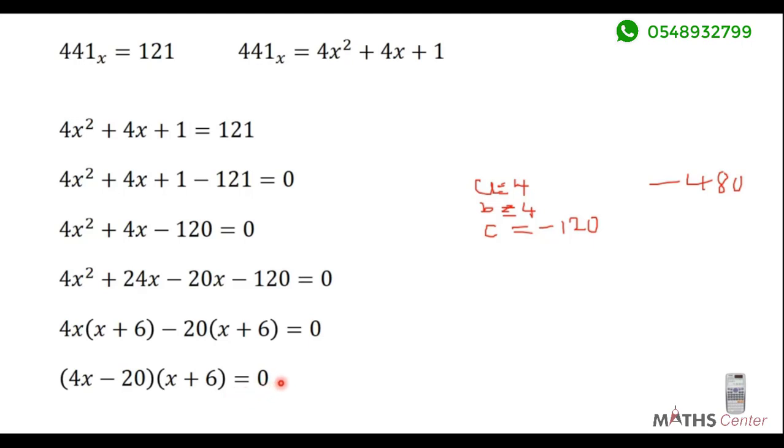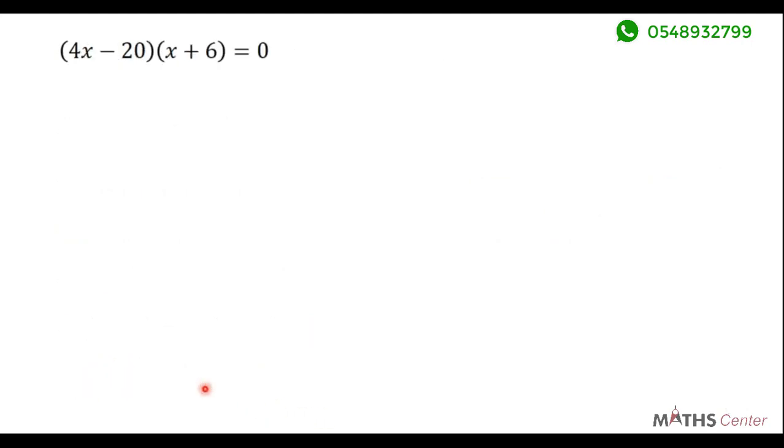Remember that if you have two things being equal to 0, it's either the first one is 0 and the second one is not 0, or the first one is not 0 and the second one is 0, or both of them are 0. So here, in order to find x, we equate each one of them to 0. So we equate the first bracket to 0, we equate the second bracket to 0. So we pick the first bracket, we equate it to 0, such that we can find x.